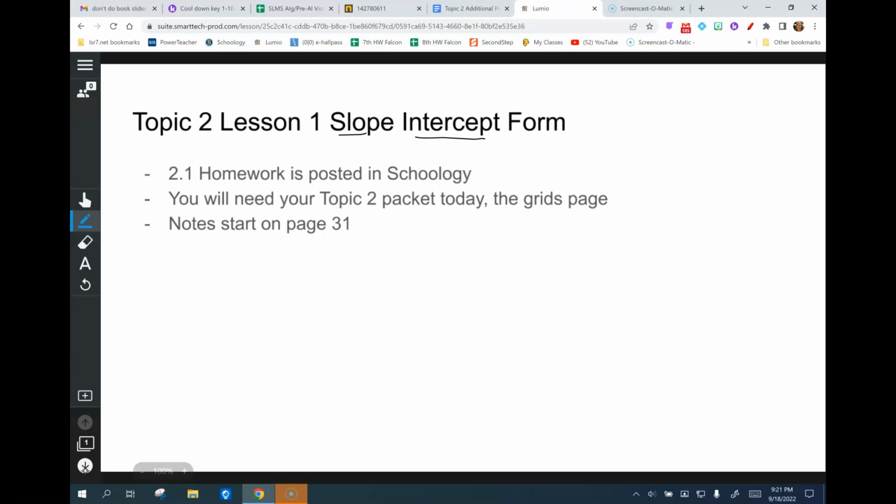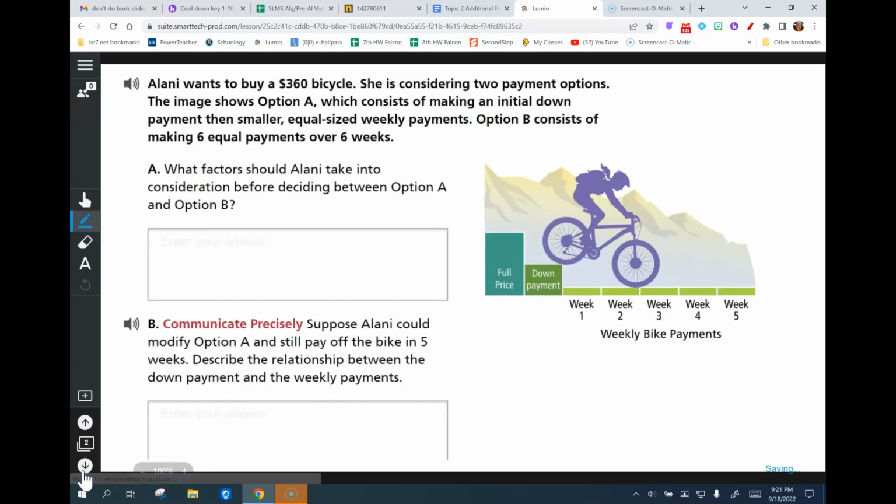But okay, your homework will be posted on Schoology. You will need the topic 2 packet today. That's the same packet where we did the pre-topic 2. So have that out. We'll be referring to that also, just for some extra problems. Your notes in your book start on page 31. And let's look there right now.